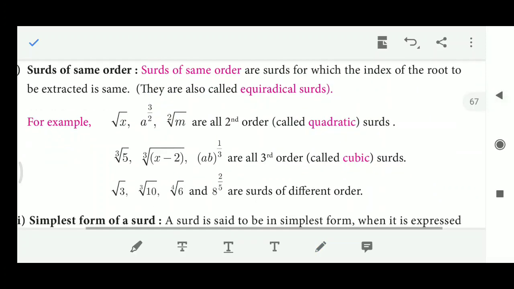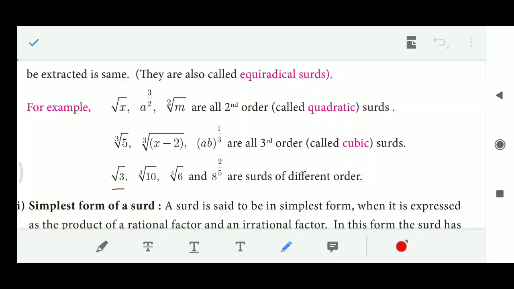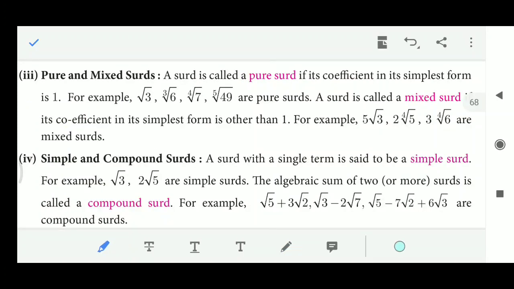Then cubic surds. Then order of different surds are square root of 3, cube root of 10, fourth root of 6 and so on. Next we will see the pure surds and the mixed surds. A surd is called a pure surd if its coefficient in its simplest form is 1. For example, square root of 3, cube root of 6, fourth root of 7, fifth root of 49 are pure surds. Here all their coefficients are 1.